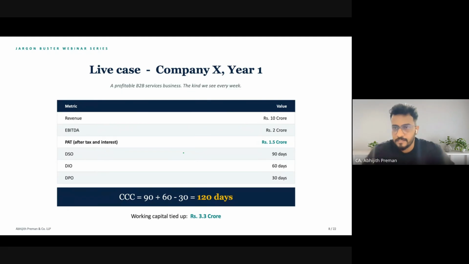So it's 120 days. So what is the working capital tied up? 3.3 crore. How did we arrive at 3.3 crore? It is 10 crore into 120 divided by 365. Okay. I hope it's clear. So this means that of the 10 crore revenue that you have raised, for you to run this business, you need 3.3 crore of cash in your hand to stay alive.